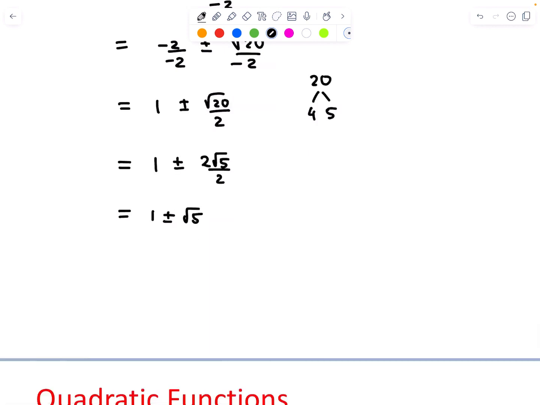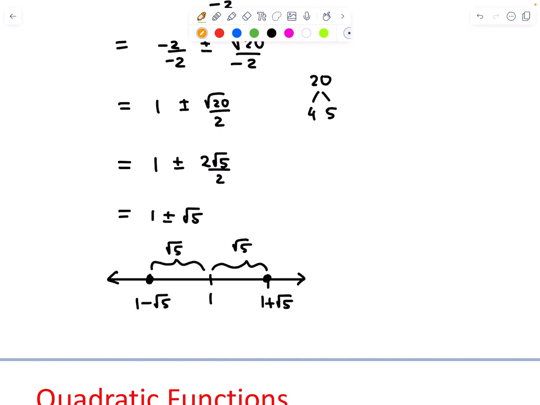They are centered at x is equal to 1. To find one x-intercept, we go to the right, radical 5. To find the other x-intercept, we go from 1 to the left, radical 5. Thus, 1 is the midpoint of the two x-intercepts. So this would be the axis of symmetry for this parabola. The leading coefficient was negative, so this would be an upside-down parabola, something like this.